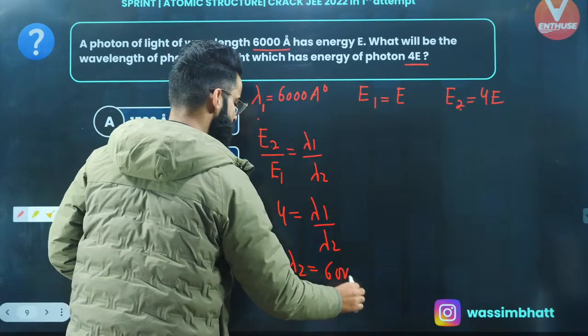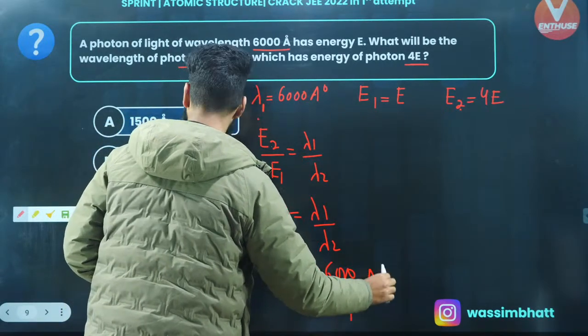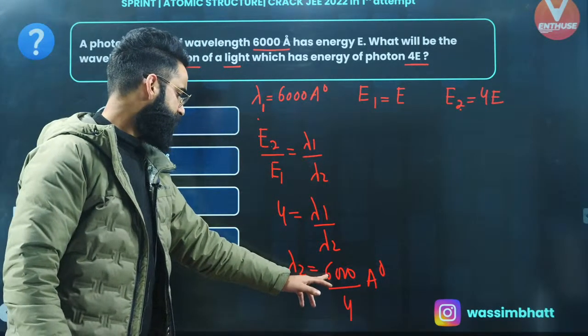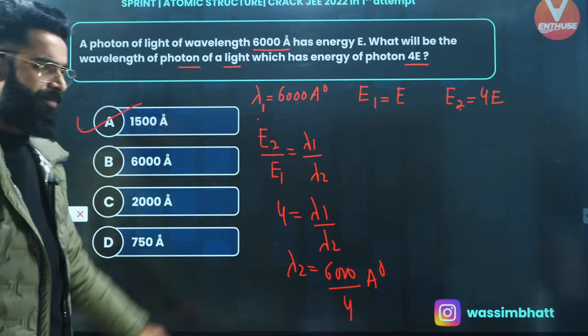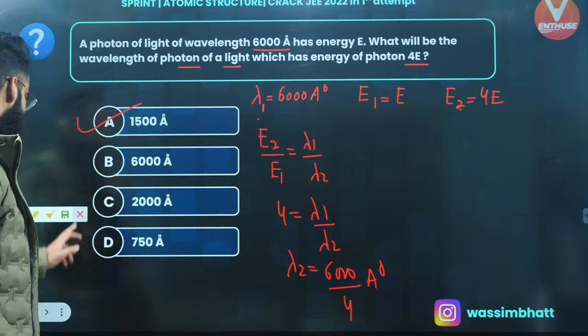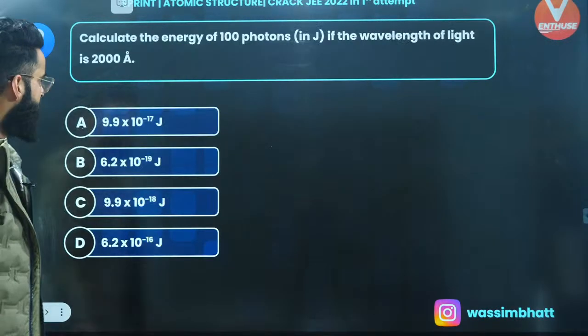Lambda 1 is 6000 divided by 4. This is going to be in angstroms, right? This is the final answer. So the final answer will come out to be 1500 angstroms. So option A is the perfect correct answer of this particular question as well. I'm sure you have solved it already, right? Moving on to one more question, guys.